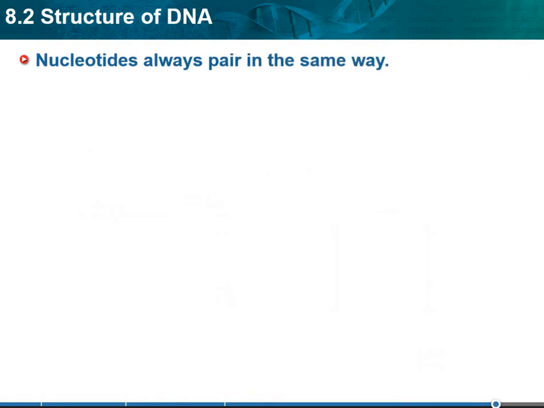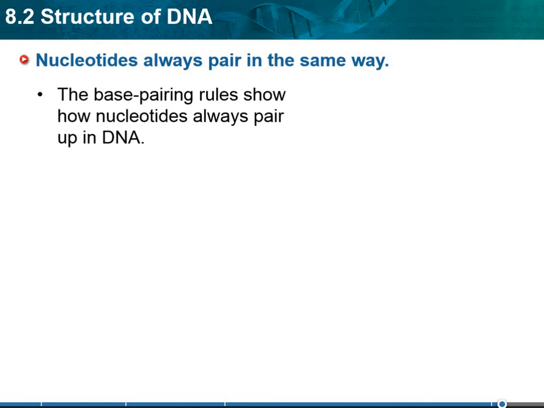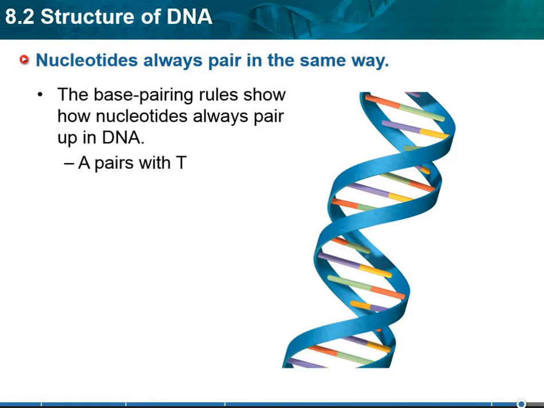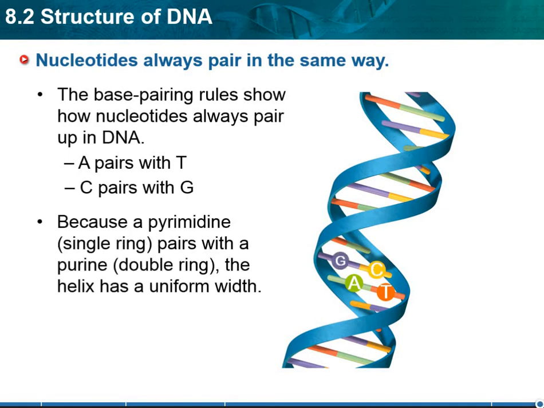So with the nucleotides, like I said, the base pairing rule shows how the nucleotides always pair up in the DNA. So A pairs with T, C pairs with G. Because a pyrimidine is a single ring, it pairs with a purine, which is a double ring. The helix then has a uniform width the whole way up. You're not going to see a bulge here or things like that. It's going to stay the same all the way through.